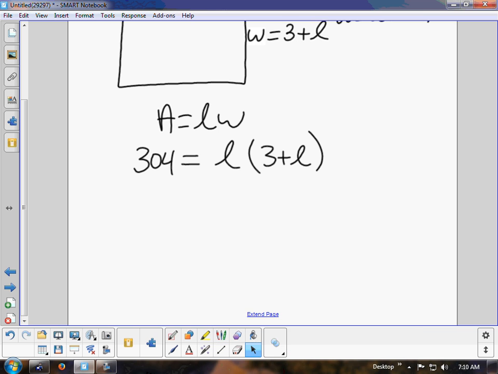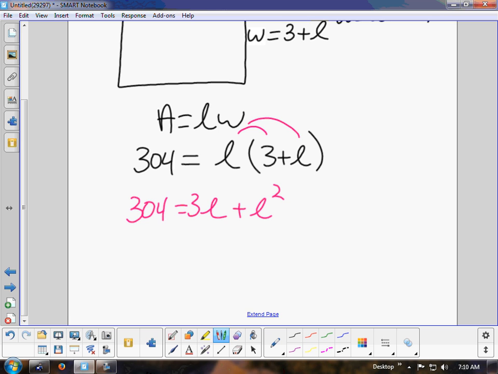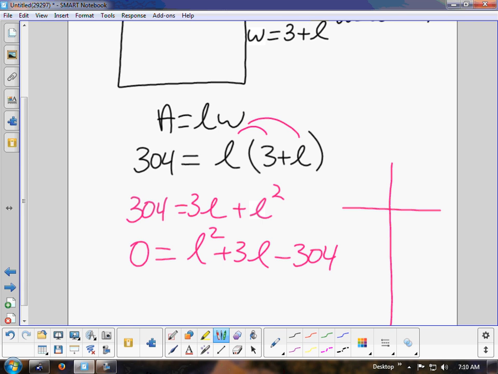Now we have to solve this, so we want to distribute the L. So we're going to get 304 equals 3L plus L squared. Next, it's a quadratic, so we're going to put it in standard form. That means I'm going to move the 304 over by subtraction. Next thing I need to do is find two numbers that multiply to be negative 304 and add up to be 3 at the same time.